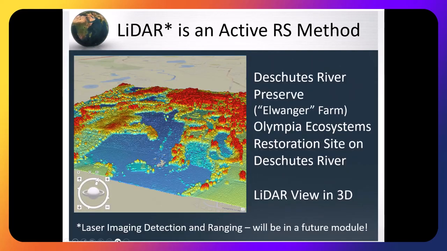LiDAR, as I mentioned, laser imaging, detection, and ranging, is an active remote sensing model.